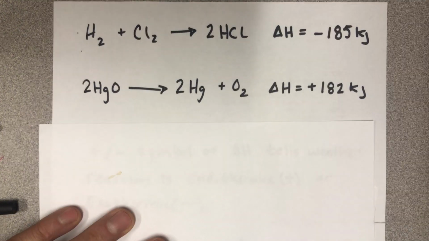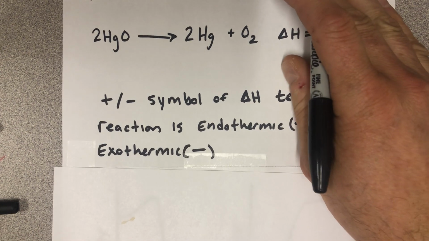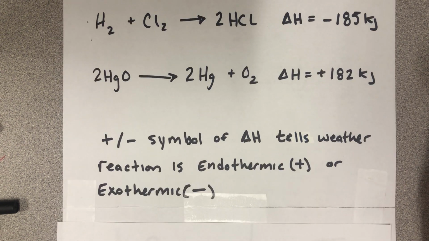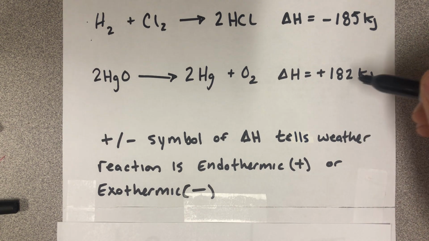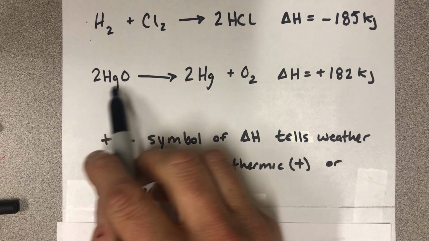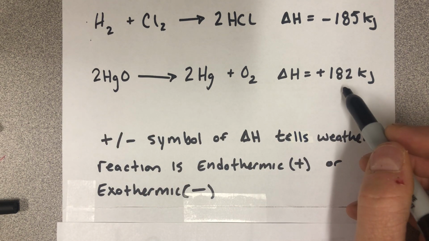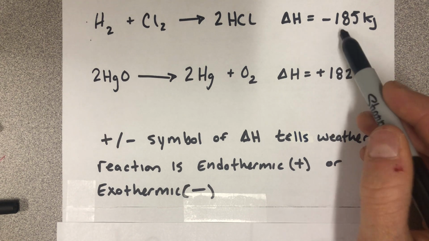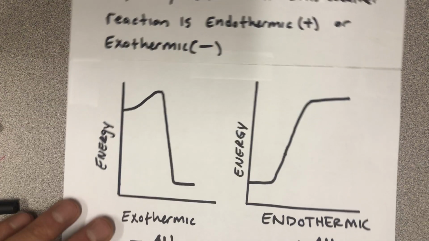Now, there's no such thing as negative energy. The positive and negative symbols of those delta H numbers tell you whether the reaction is endothermic or exothermic. So if you're given a thermochemical equation and the delta H is listed as a positive number, consider that to be endothermic, and if it's a negative number, consider that to be exothermic. And here's just why that's the case.